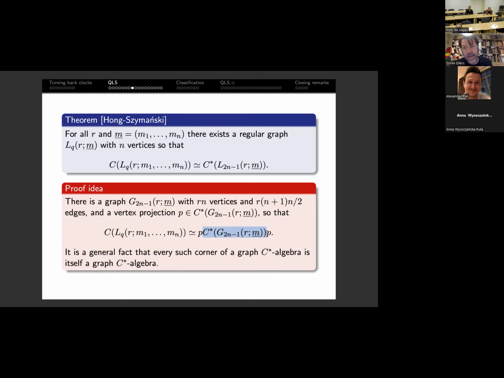And it's a general fact, I think proved by Arklint and Ruiz in complete generality, that whenever you have a corner of a regular graph C-star algebra, it's actually itself a graph C-star algebra. But in this particular case, Hong and Szymanski did it by hand, and they did it a long time before the work of Arklint and Ruiz. So I'll show you how this goes.